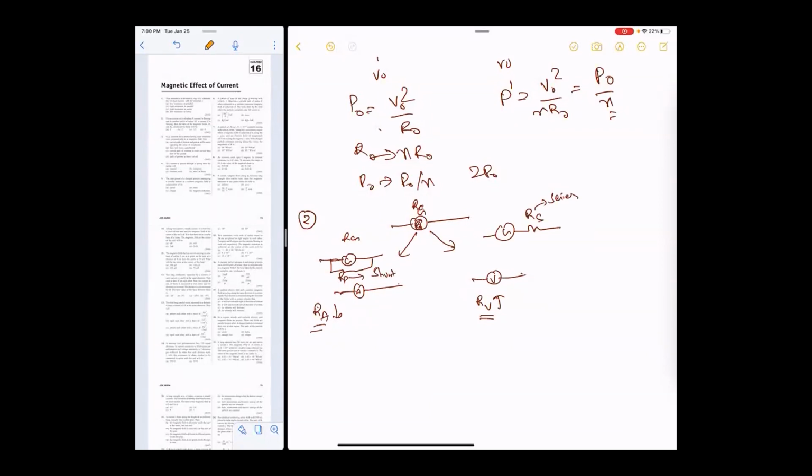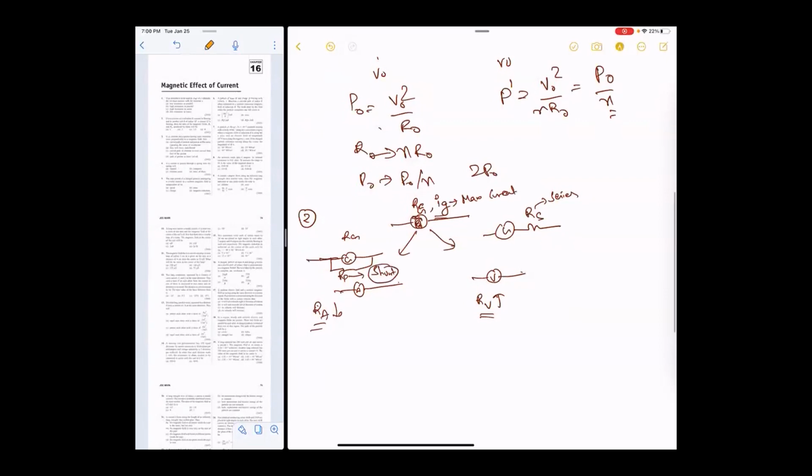So what will they give you generally? They will give you Rg and Ig. Rg is the resistance of the galvanometer. Ig is the maximum current through the galvanometer. What will happen if you pass more than that? It will burn out. You have to pay for the bill. Okay. So how to convert it? They will ask you, how much is the shunt so that it can measure capital I?